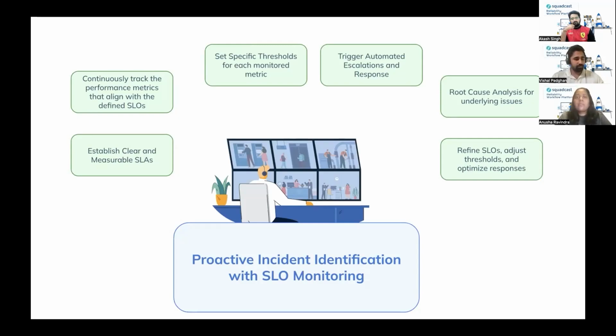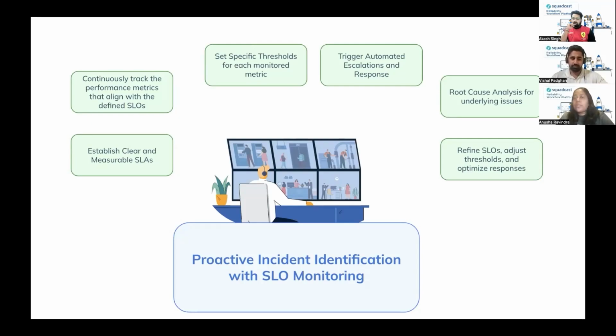So consistent monitoring of SLO thresholds can help identify certain patterns or trends, right, which might lead to potential incidents. So when there are metrics that consistently approach or breach thresholds, it could indicate an actual underlying problem that needs investigation by teams and resolution before a full-blown incident occurs in the future.